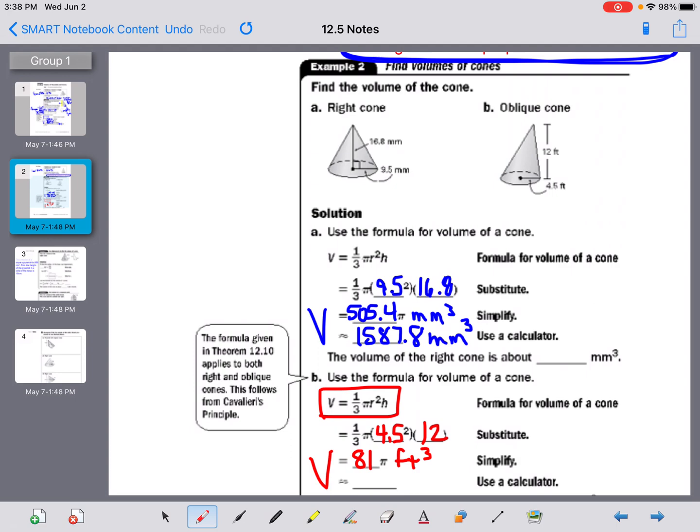And we want the decimal equivalent of that as well. And I get 254.5 feet cubed.